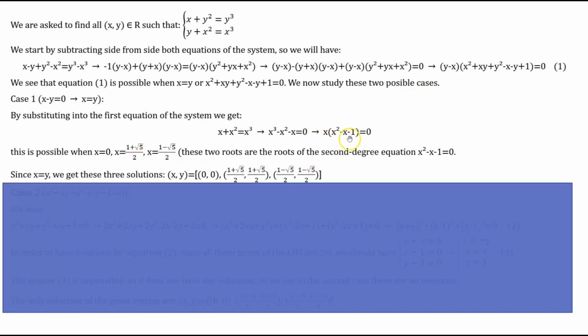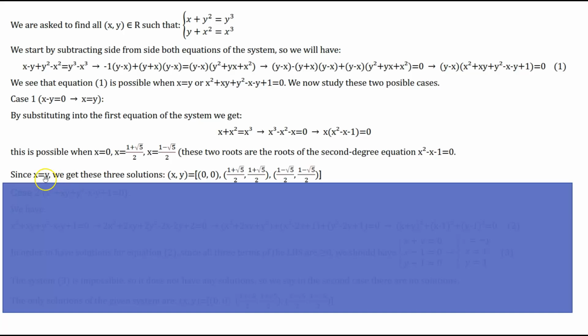Or if we solve this simple second degree polynomial, we will have that x is equal to (1 plus the square root of 5) divided by 2, or x is equal to (1 minus square root of 5) divided by 2. These two roots are the roots of the second degree equation that we see over here. So in total, for the first case where x is equal to y, we have three solutions from the problem.